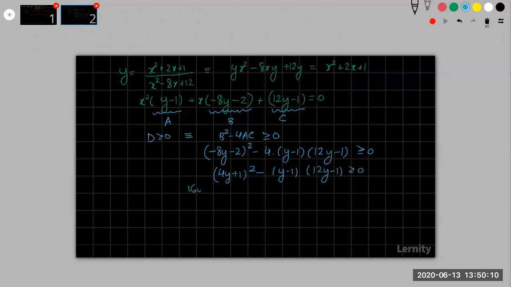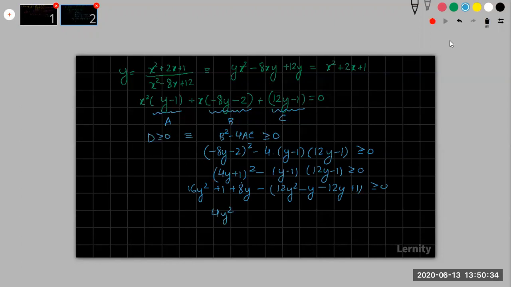So this is 16y square plus 1 plus 8y, minus, if I open the bracket, 12y square, minus y... this will become minus 12y, and this will become plus 1, greater than or equal to 0. I will open the bracket. So 16 minus 12, 4y square.